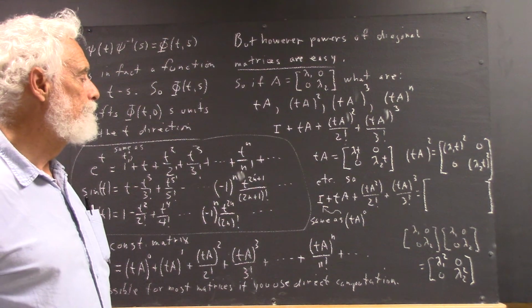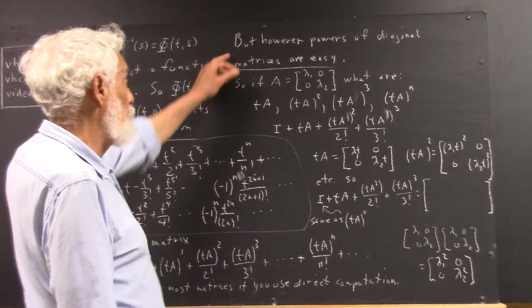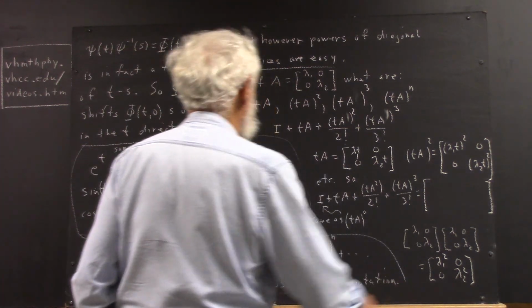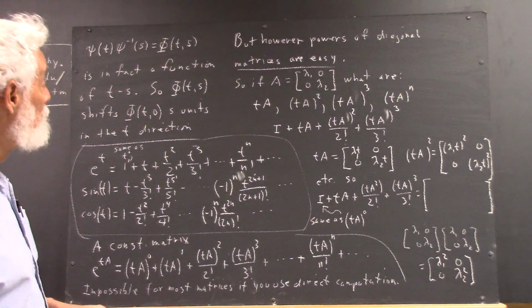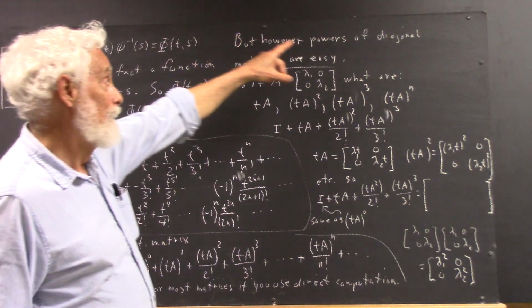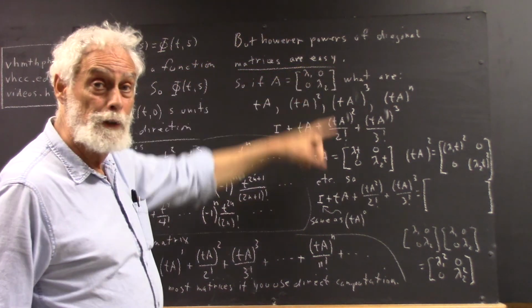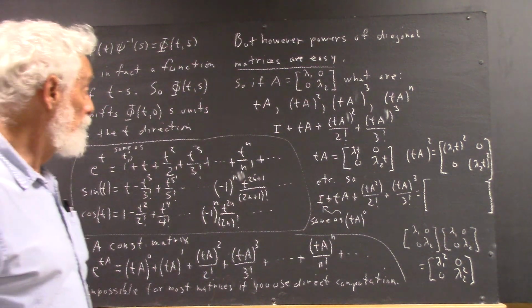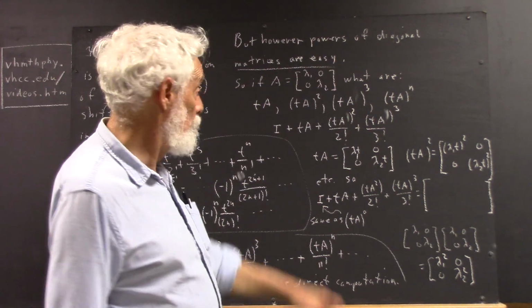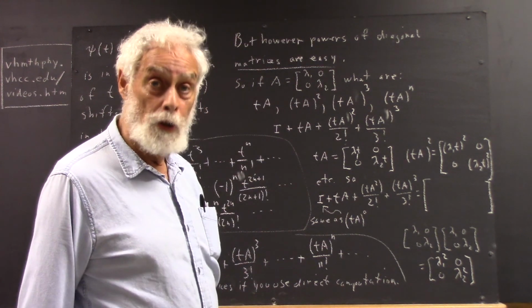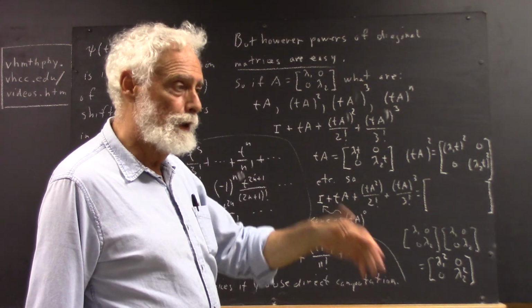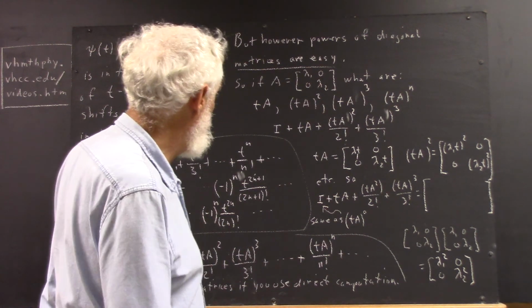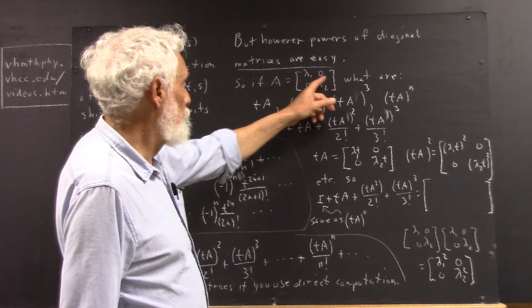But however, in fond memory of one of my graduate school professors, products of diagonal matrices are easy. Okay? We can see that very easily. Just take a 2 by 2 matrix and go ahead and put lambda 1 and lambda 2 on the diagonal, because usually if you diagonalize the matrix, you diagonalize it with eigenvectors, eigenvalues. What do we get if we square that?